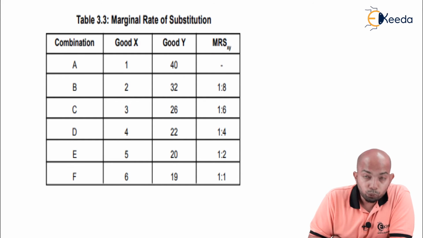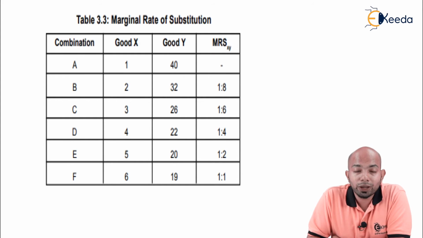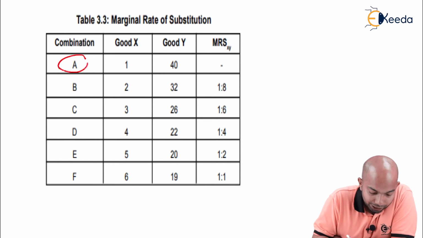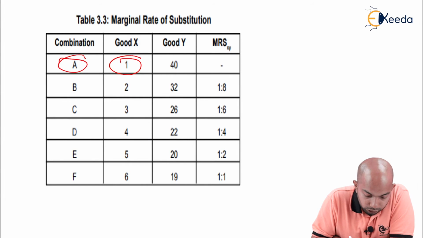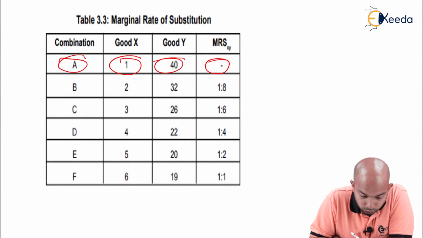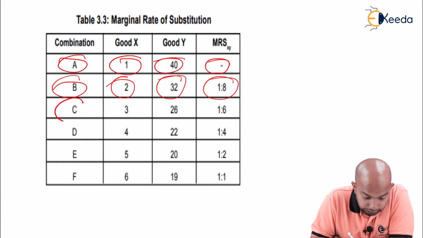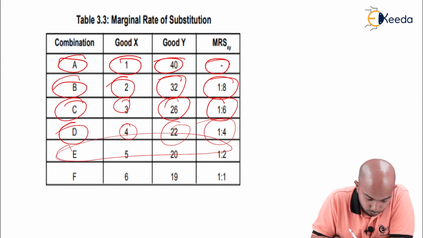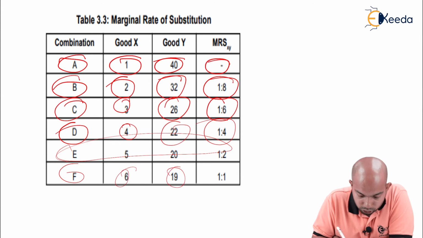Now, in the following example that we'll be talking about, we are taking marginal rate of substitution whereby X is substituted for Y. Combination A, one good of X and one good of Y, marginal rate of substitution is 0. That means nothing has been mentioned. B gives you 2 goods of X and 32 goods of Y, 1:8 ratio. C, 3 and 26, 1:6 ratio. D, 4 and 22, 1:4 ratio, and so on it goes to E and F, 6 and 19, 1:1 ratio.